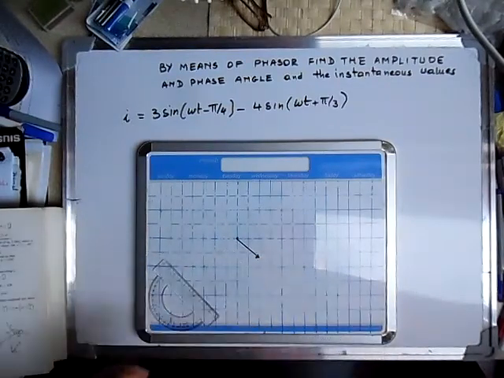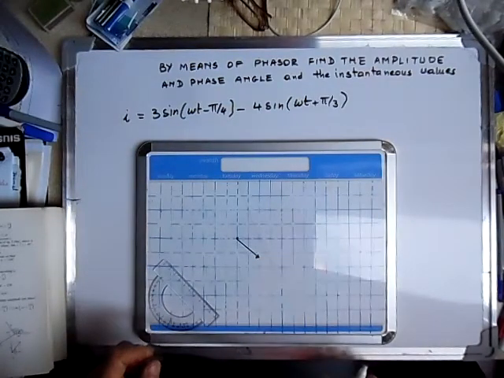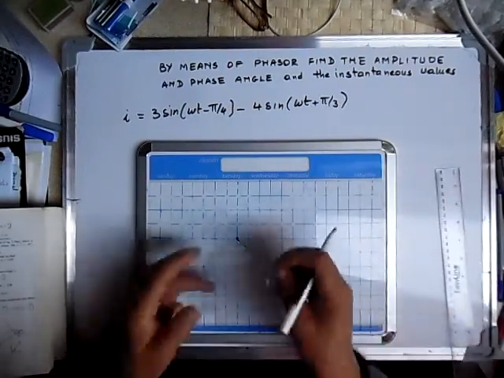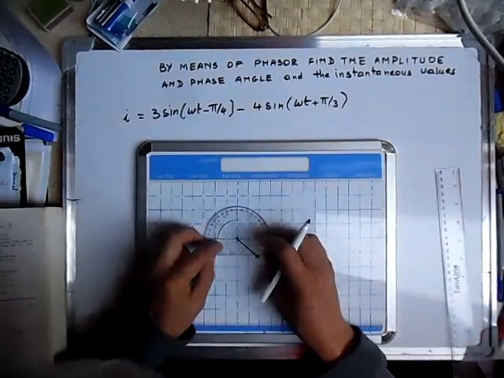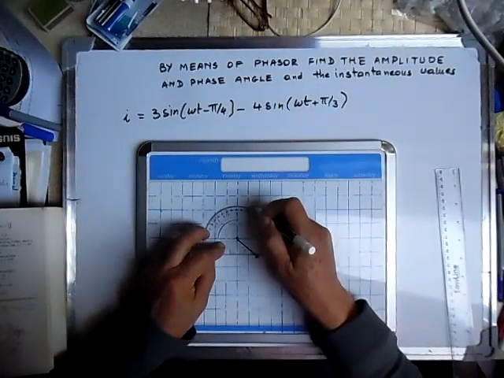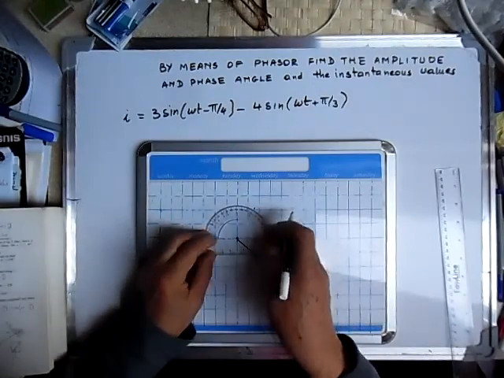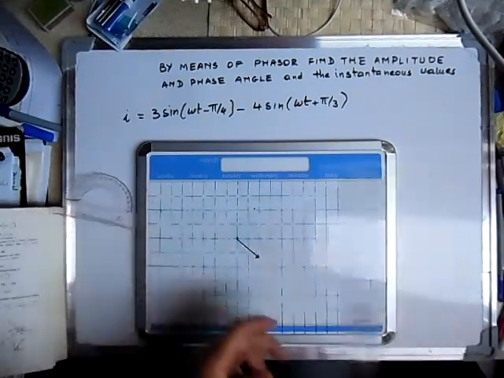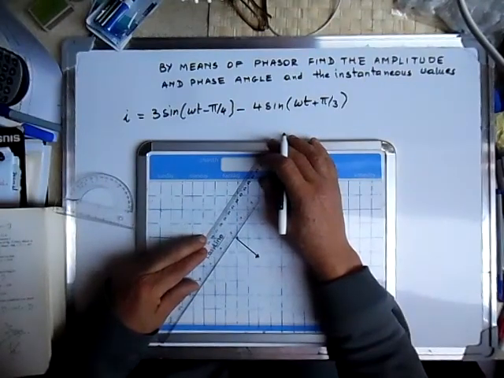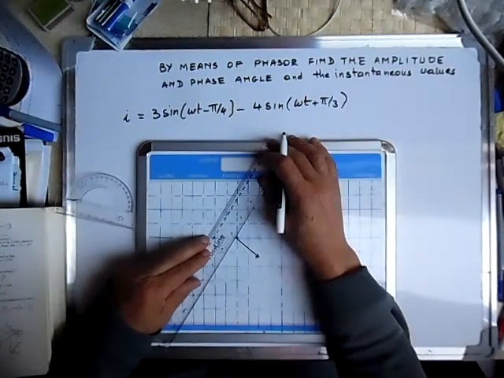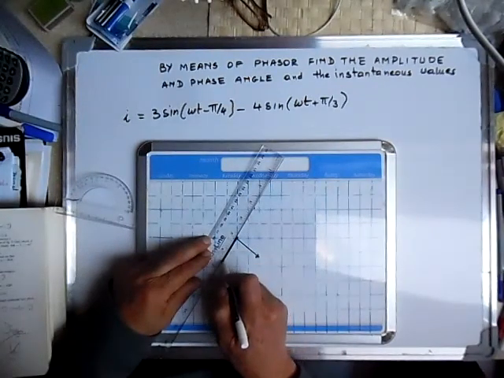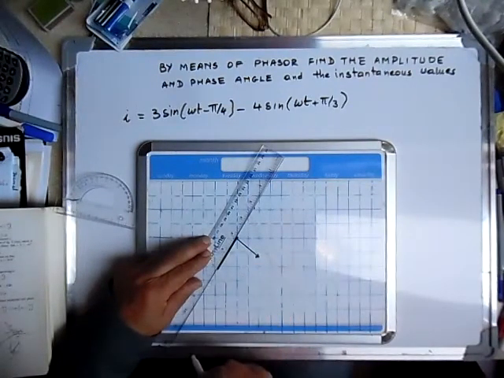This is 3 sine minus 45 degrees, and here minus 60 degrees. 1, 2, 3, 4, 5, 6, 60 degrees, and we have 4. But in the other way, it means we have 4. 1, 2, 3, 4. Okay?